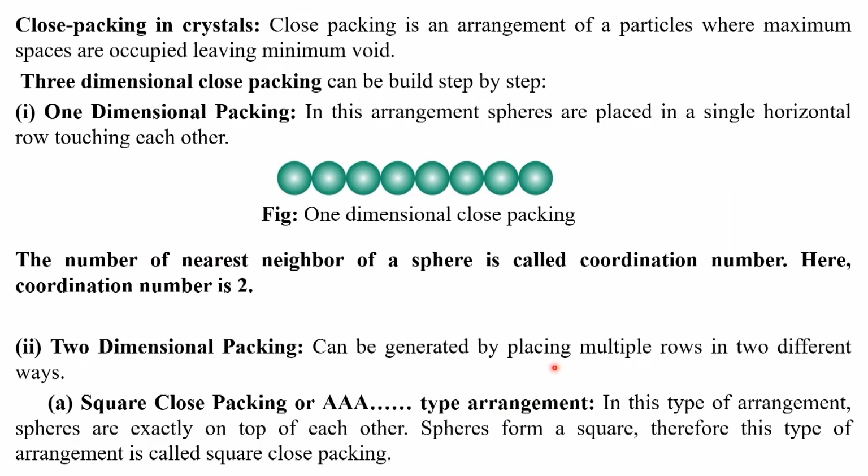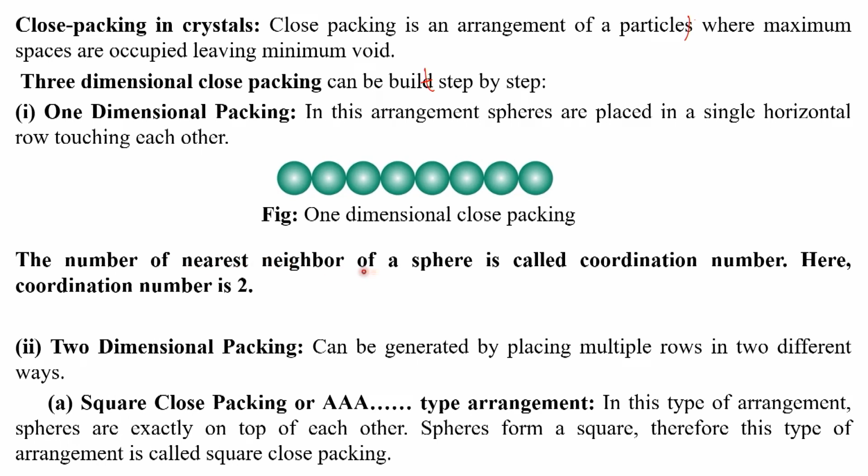Okay. Next we discuss close packing in crystals. Close packing is an arrangement of particles where maximum spaces are occupied, leaving minimum void. So, 3-dimensional close packing can be built step by step. 1-dimensional packing is in this arrangement, spheres are placed in a single horizontal row touching each other. So, this is 1-dimensional packing. This is very easy to understand. In this arrangement, spheres are placed in a single horizontal row touching each other, right. So, this is 1-dimensional close packing.